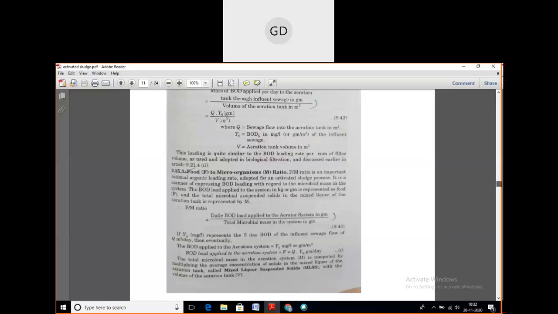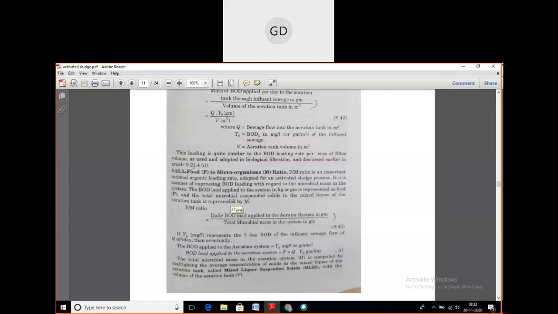Now next is your food to microorganism ratio, that is, the F/M ratio. It is an important rational organic loading rate adopted for an activated sludge process. It is a manner of expressing BOD loading with regard to the microbial mass in the system. The BOD load applied to the system in kg or gram is represented as food, and the total microbial suspended solids in the mixed liquor of the aeration tank is represented by M.